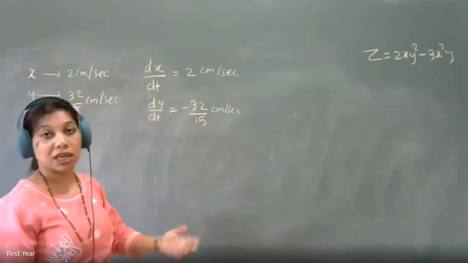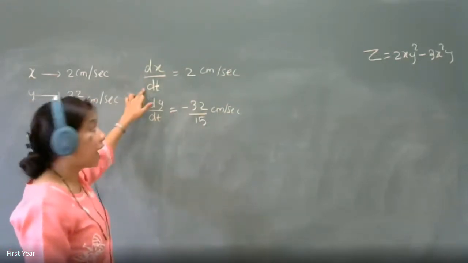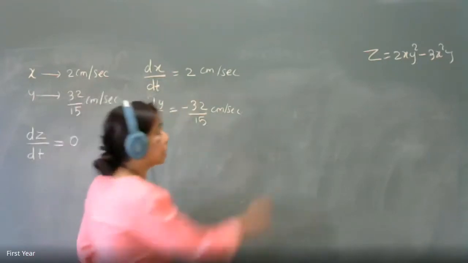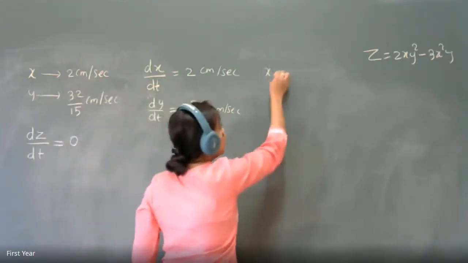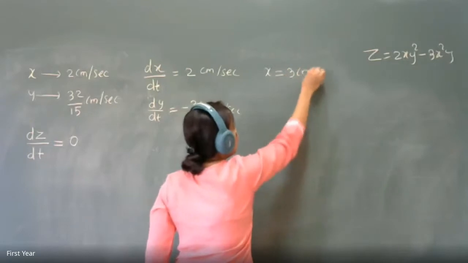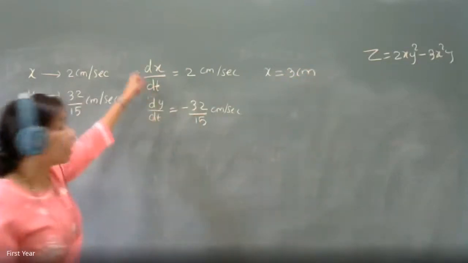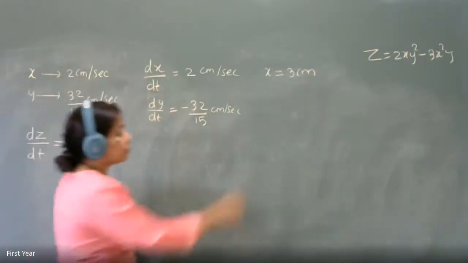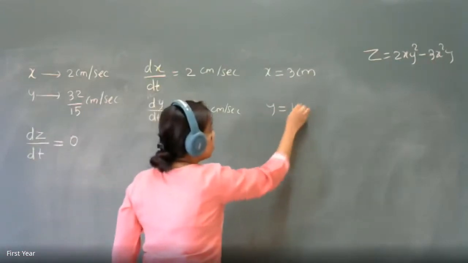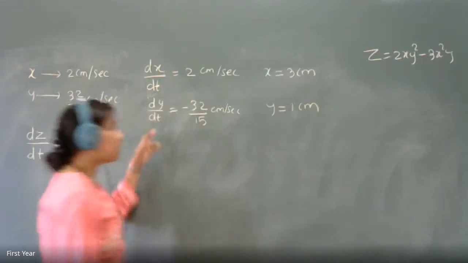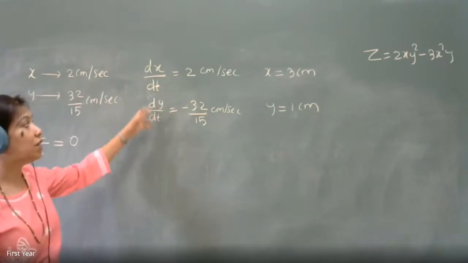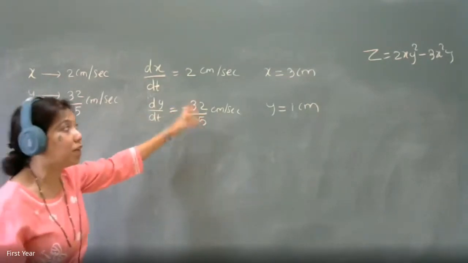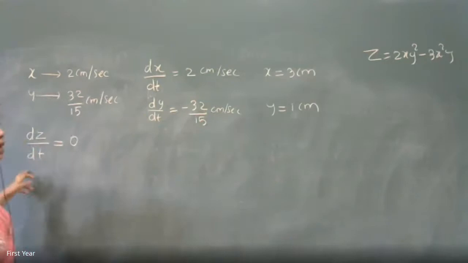The question says that if x is changing at the rate 2 centimeter per second when it is passing through 3 centimeter, and when y is passing through 1 centimeter, the rate at which it is changing, dy by dt, should be minus 32 by 15. Then I will get that dz by dt is 0.